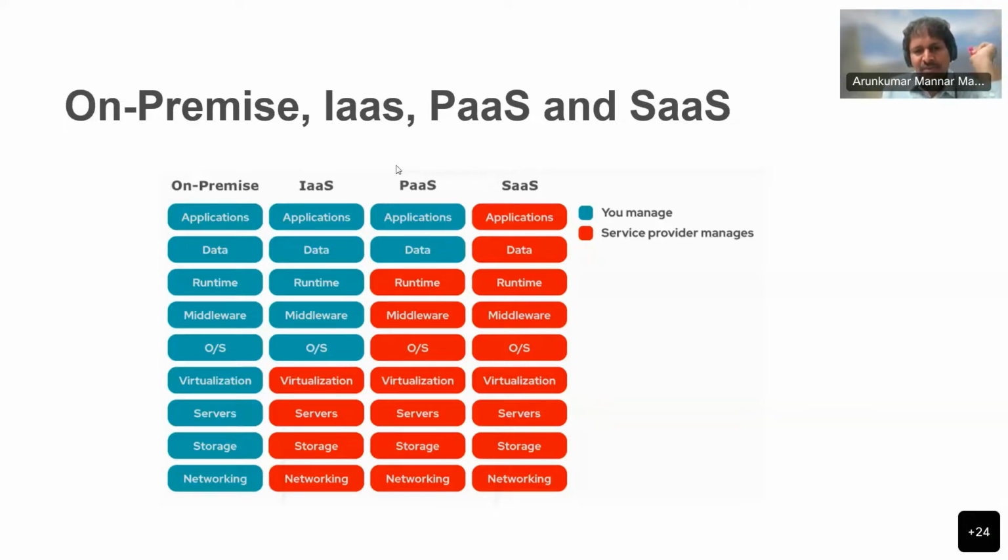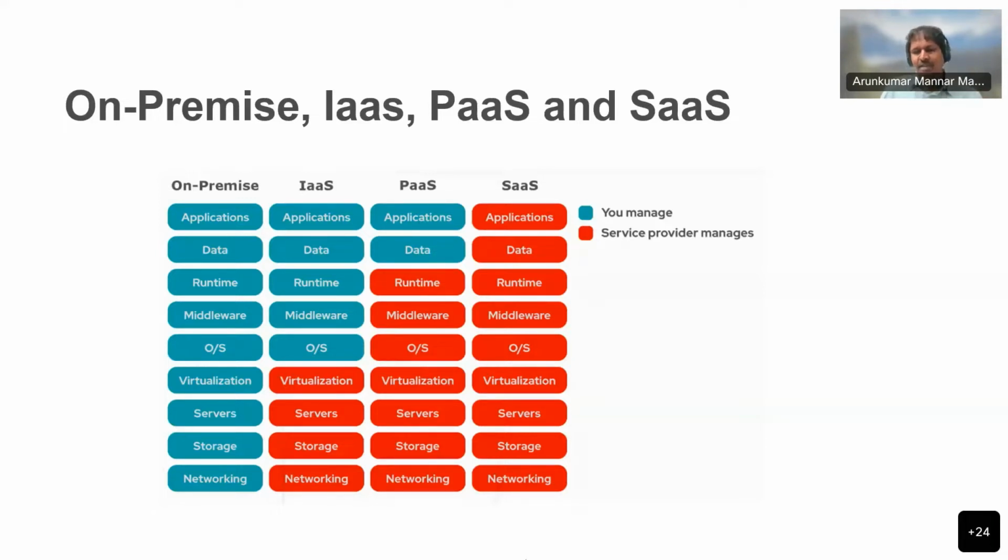Let's go to platform as a service. Here we don't need to worry about the operating system, middleware, or runtime. Everything is managed by cloud providers like AWS, Azure, Google, or Alibaba. We focus only on data and application. The best example is ECS, Elastic Container Service.